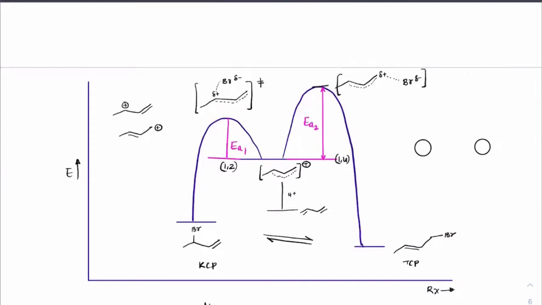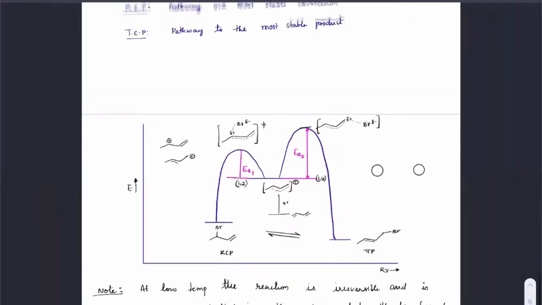So if we increase the temperature, the KCP can convert to TCP. But if you decrease the temperature, considering these two are 50-50 percentages, you don't see this TCP breaking itself to form this, correct? Clear on that? Okay. Thank you.